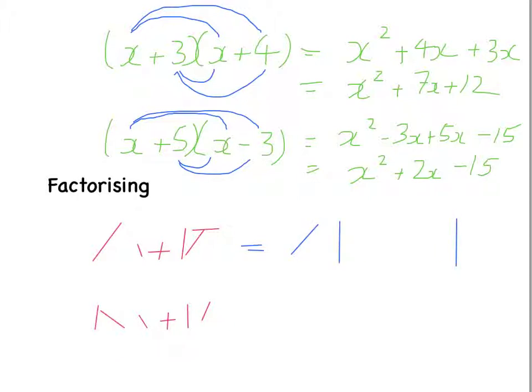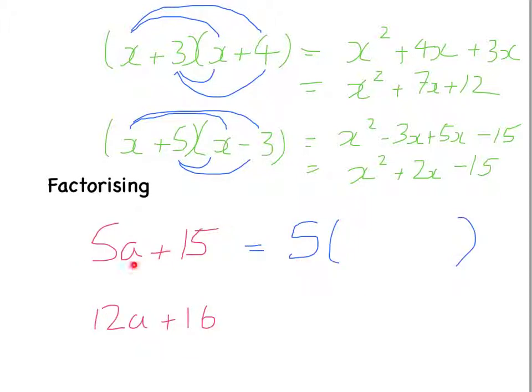And that means in the brackets we've got to think, what do we multiply 5 by to get to 5a? Well, that's just 1a, or an a. And what do we multiply 5 by to get to 15? Well, that's 3. So it's plus 3.